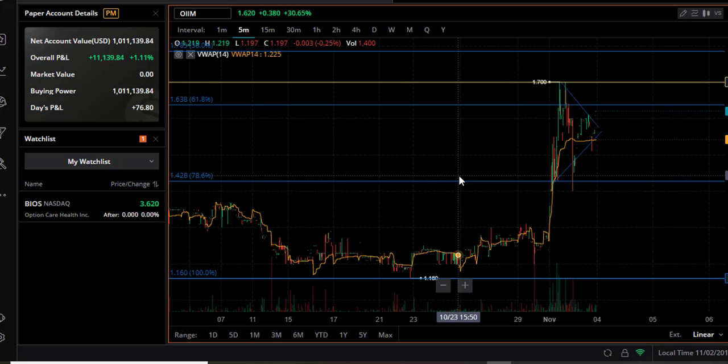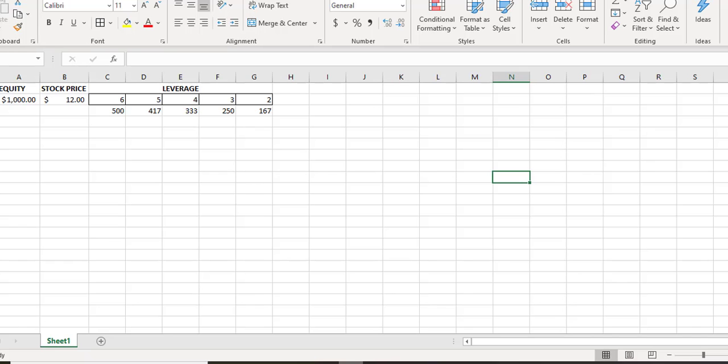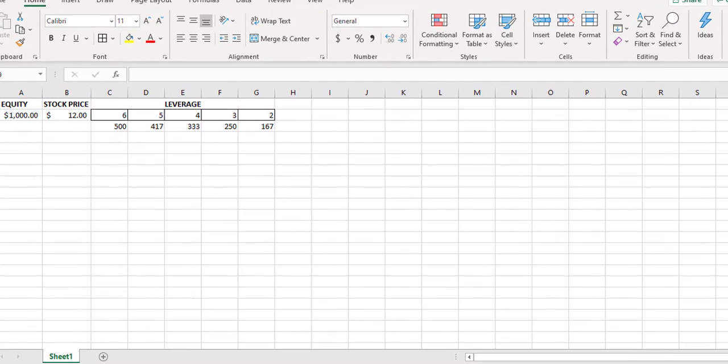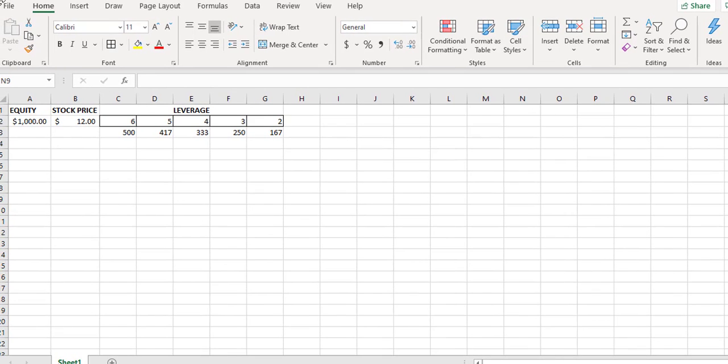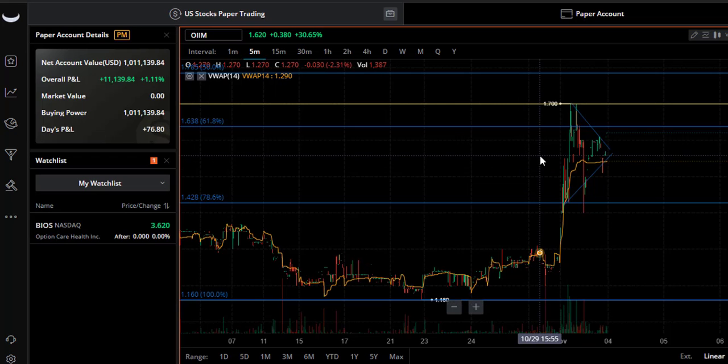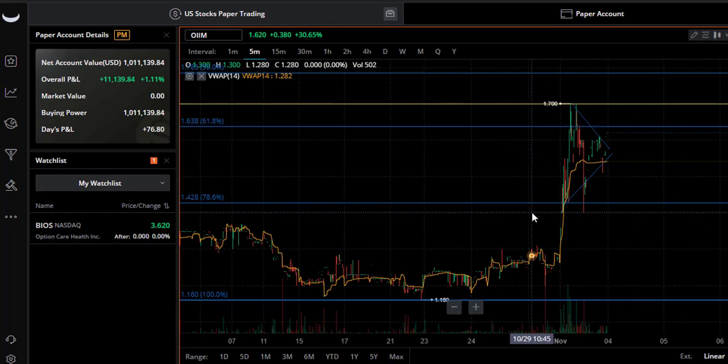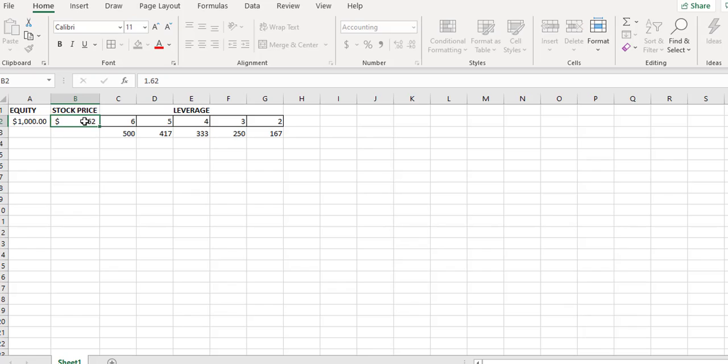So before I actually go into the trade, what I would do is go into my Excel spreadsheet here and say I have $1,000 in my equity account. I would see what the price of the stock is. And say we're going to trade this one here. It's currently $1.62. So I would go into my Excel and put in $1.62 and see if I have six times leverage or five times leverage or four times or three times. This will tell me how many shares I can buy.